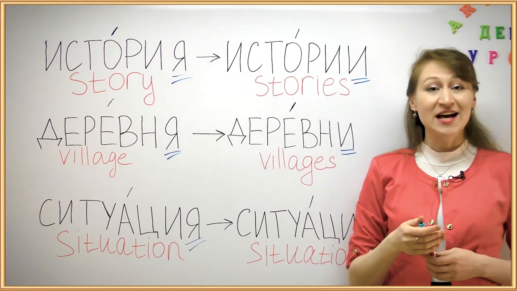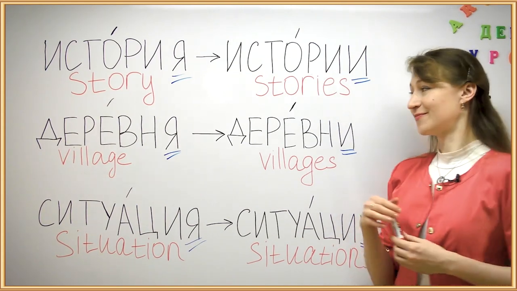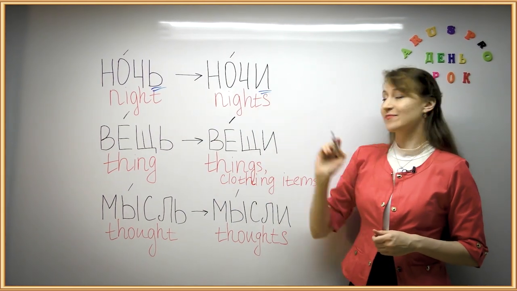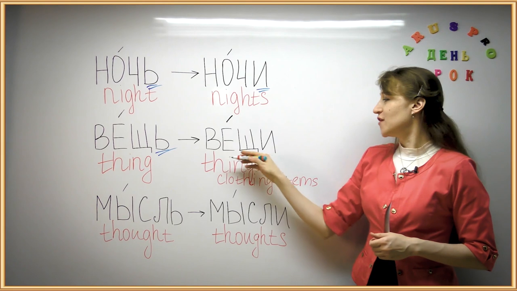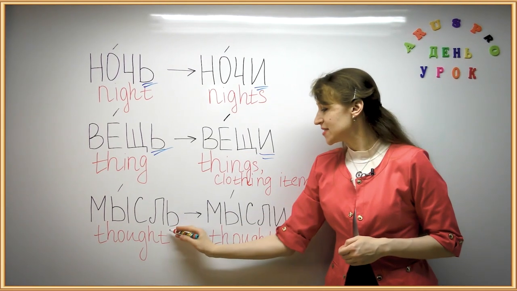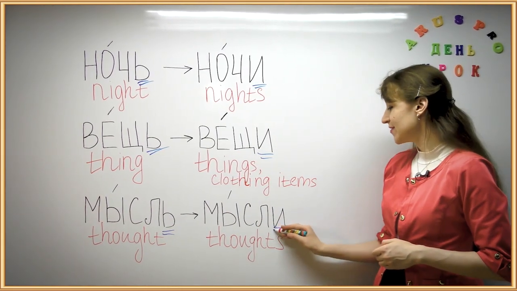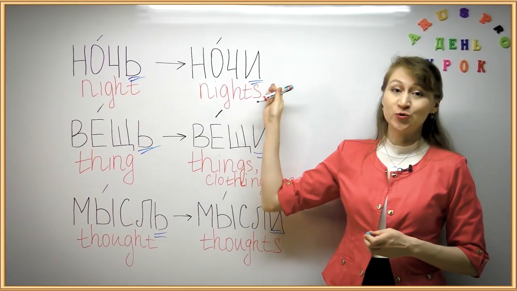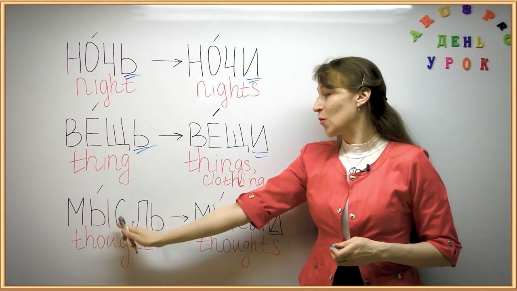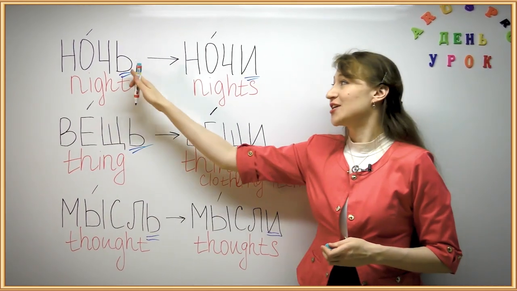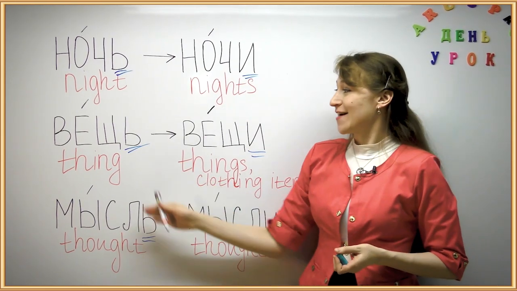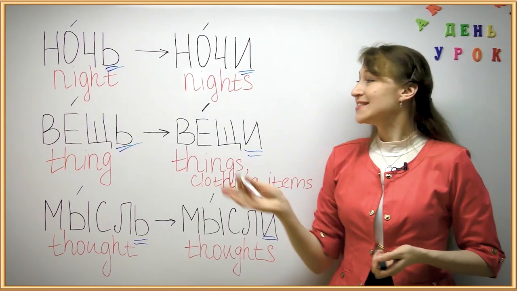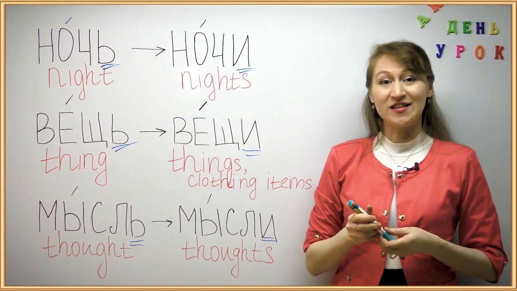Now let's look at feminine nouns that end in a soft sign. Ночь, ночи. Вещь, вещи. Мысль, мысли. So in all these examples, the soft sign changed to и. Pay attention that all these words are feminine. So in Russian, we may have feminine and masculine nouns ending in a soft sign. Please watch a separate video on this on my channel.